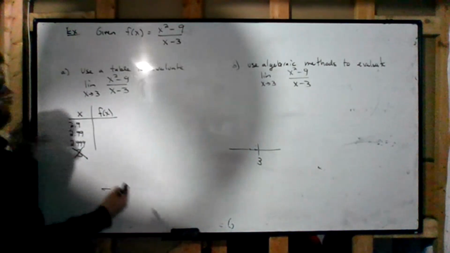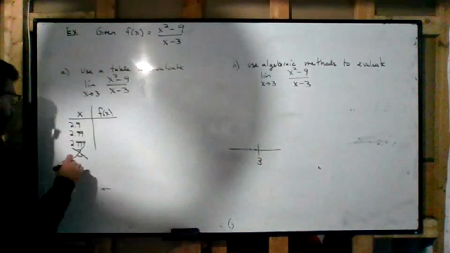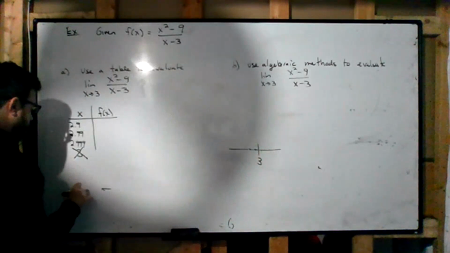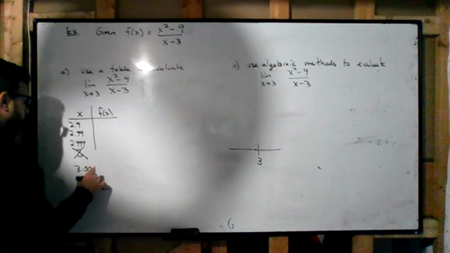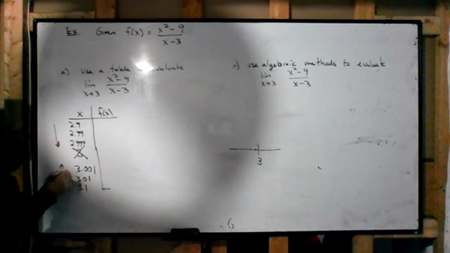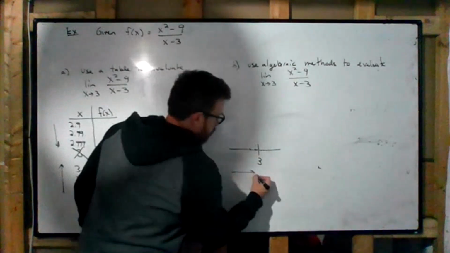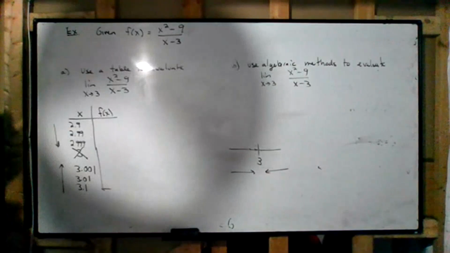All right, so I approached it from below. I also have to approach it from above. I have to make sure it works from both directions. So I'm going to go like 3.1, 3.01, 3.001. You can see that I'm approaching 3 from this side, and I'm also approaching 3 from this side. I'm approaching 3 from below, and I'm also approaching from above. So I'm going to pinch at 3.